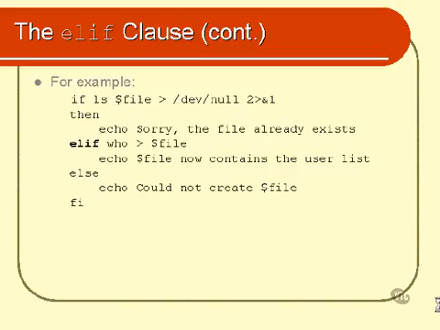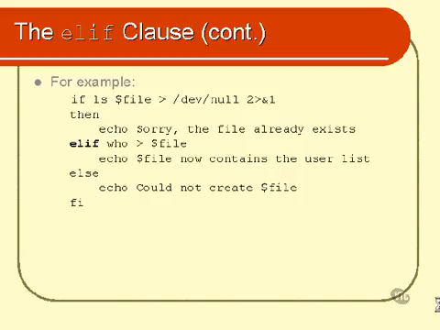Now, if that fails, in other words, if the ls produced some kind of error message, then we are okay to create the file. So then I run the who command and I send the output to the file in question. Notice that I'm using a variable name, $file, to represent the name of the file that I'm trying to manipulate. Obviously, the variable called file must have been set somewhere before we get to this code.